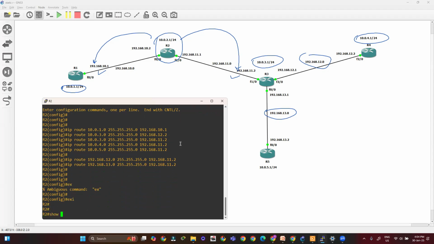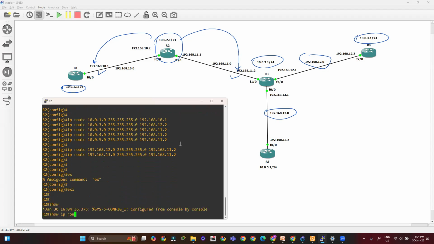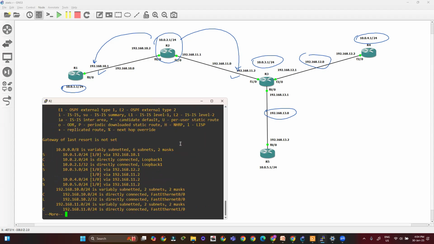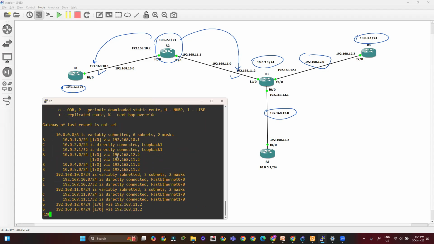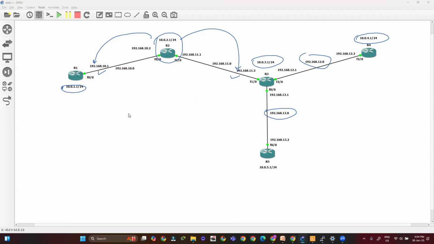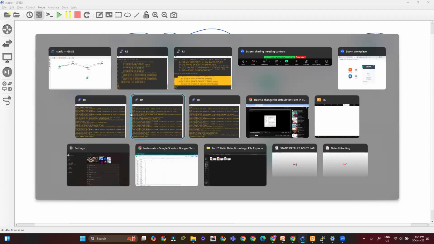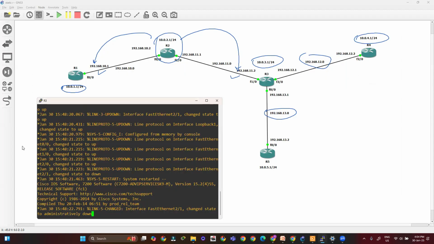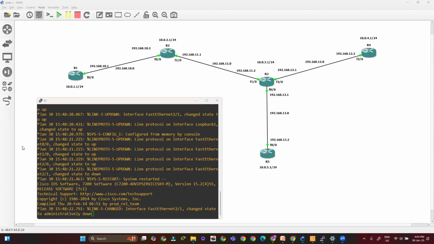If I put the command show ip route, here we got some network information, right? Now let's move forward to router number 3. For router number 3, what is the indirectly connected network information available? This is our router number 3. How many indirectly connected networks are available here?